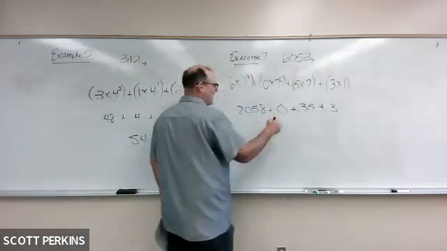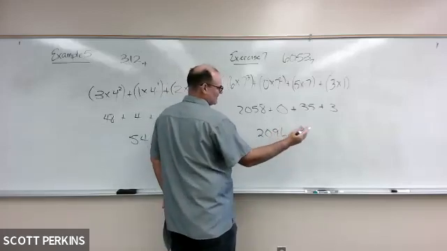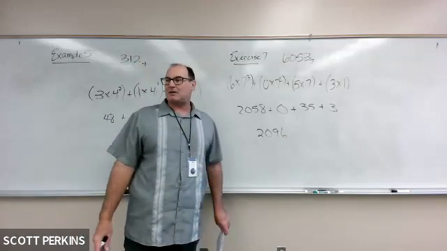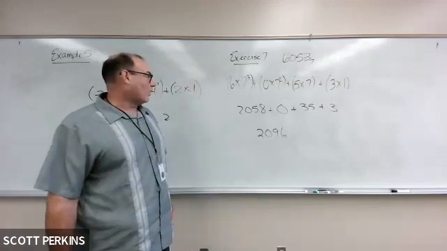35 and 3 is 38. When I add that here, I get 2096. Is that right? Did I add that right? Yes, it's always suspect when I'm doing it in my head. So definitely double check me and shout out when I'm wrong.